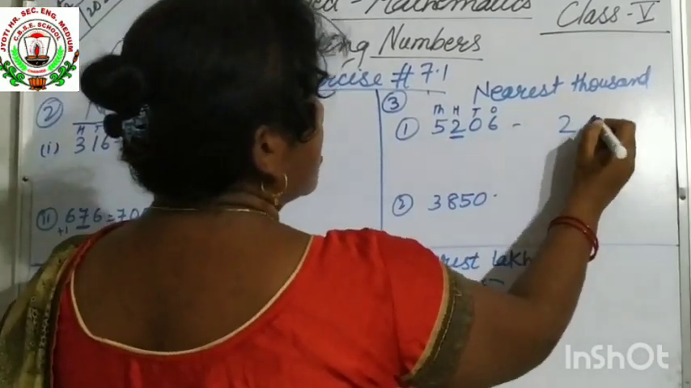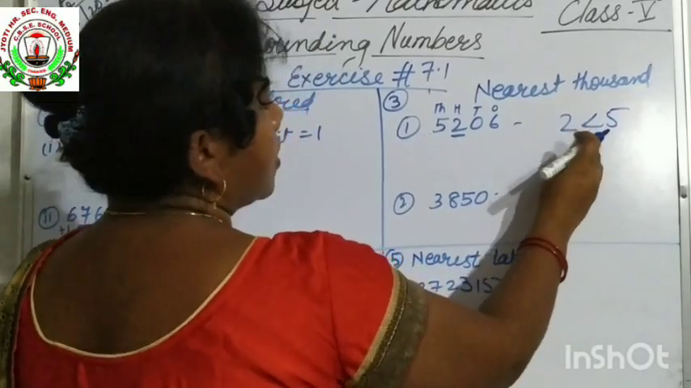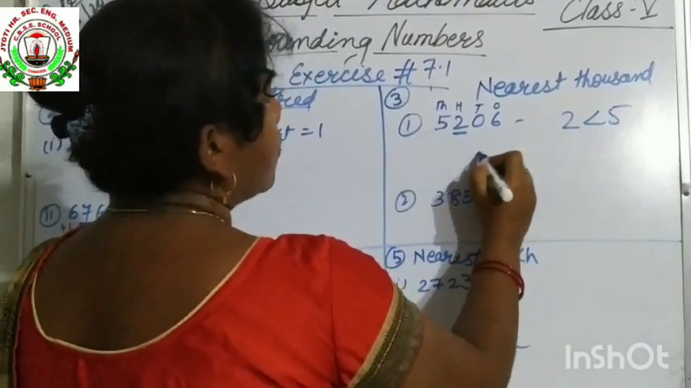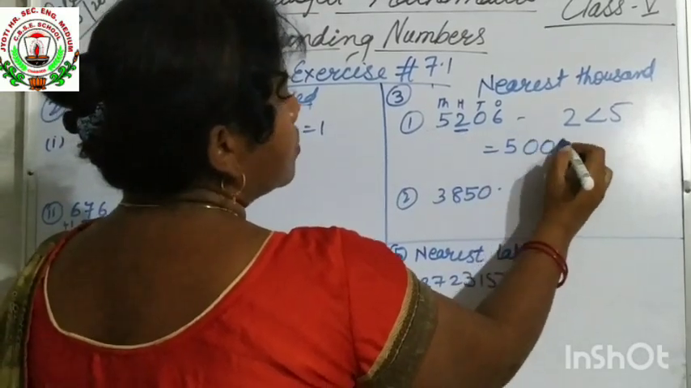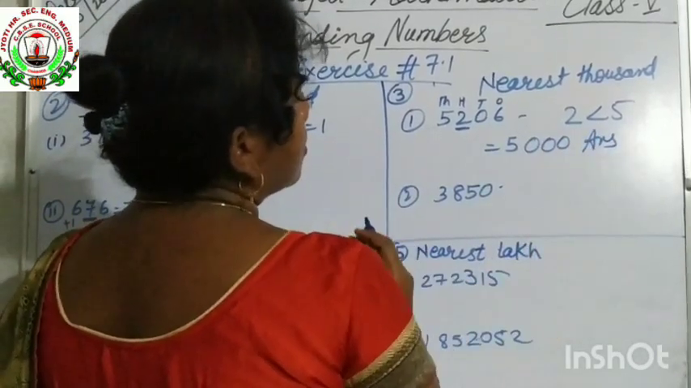So 2 is less than 5. So if it is less than 5, as I told you, you will write the number as it is. So 5 as it is you will write, and all the digits will be 0. So it is the nearest 1000.